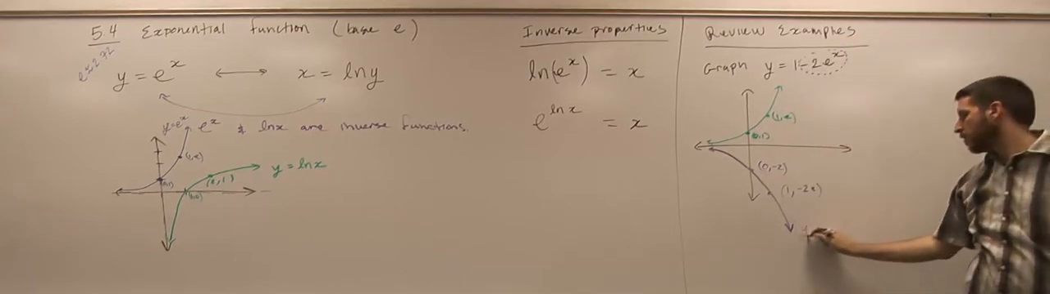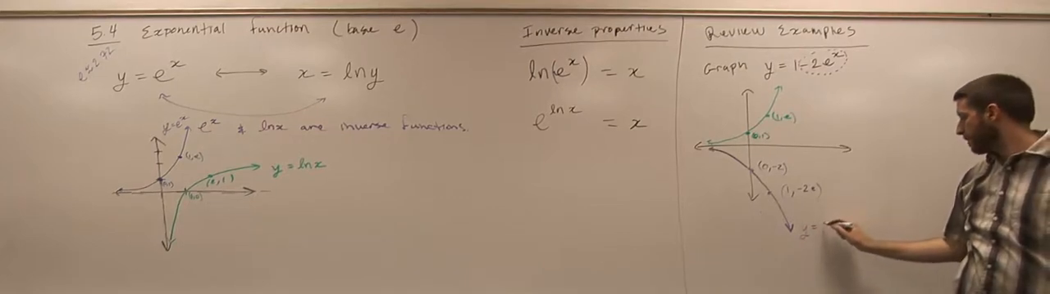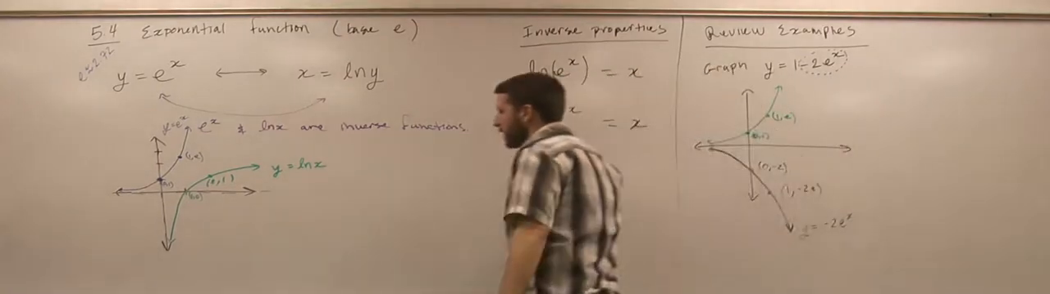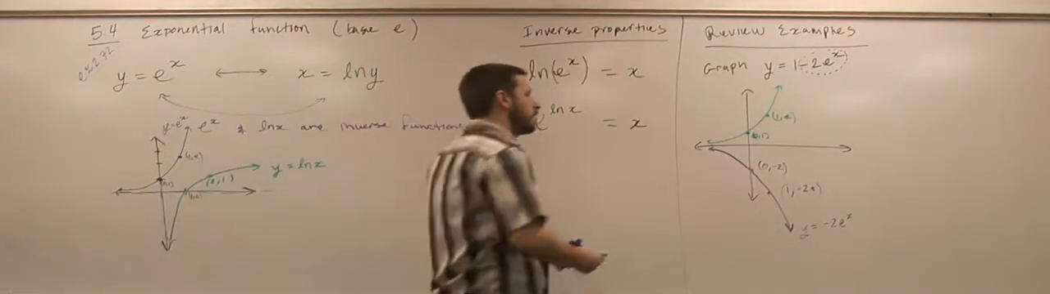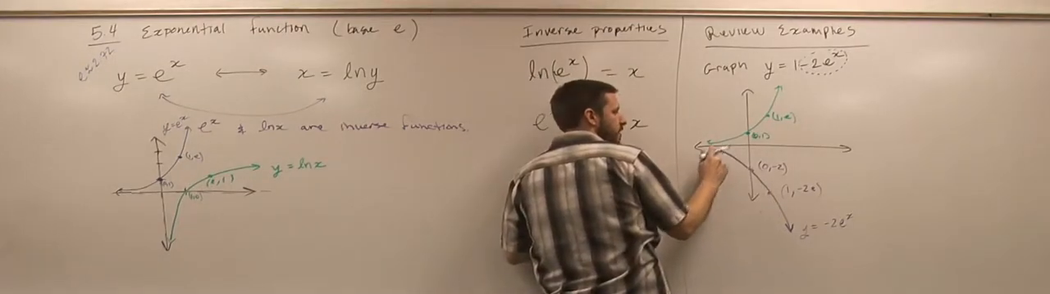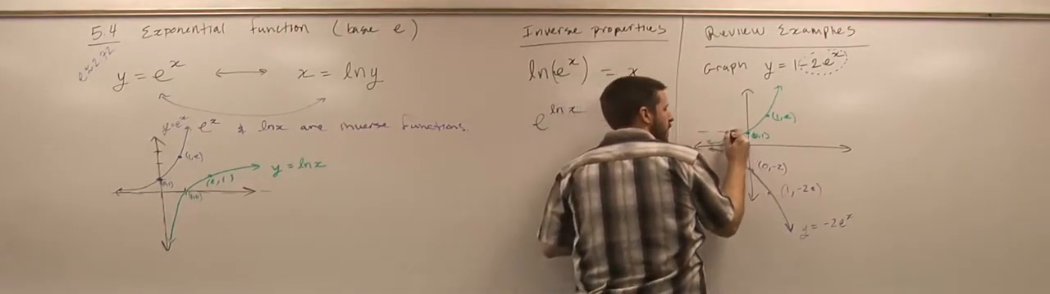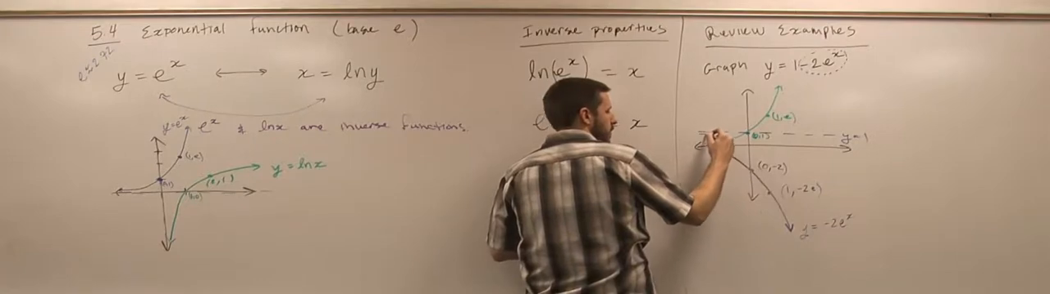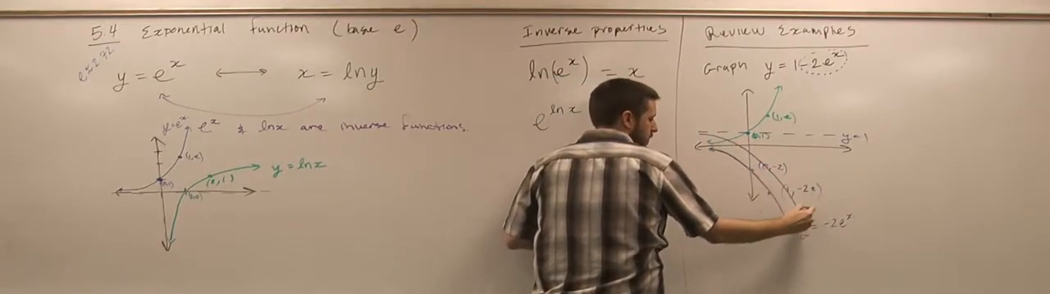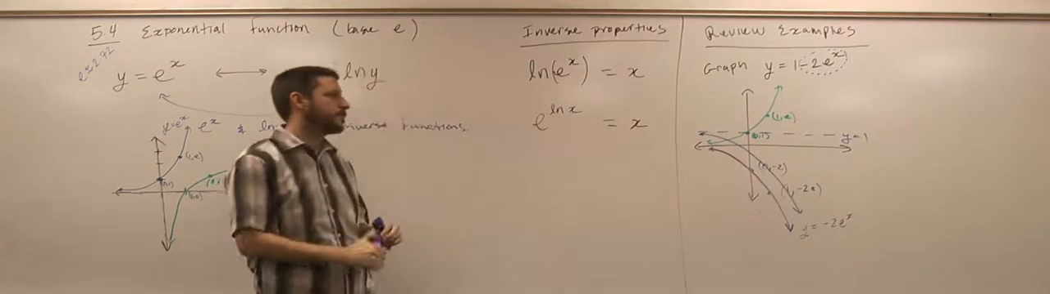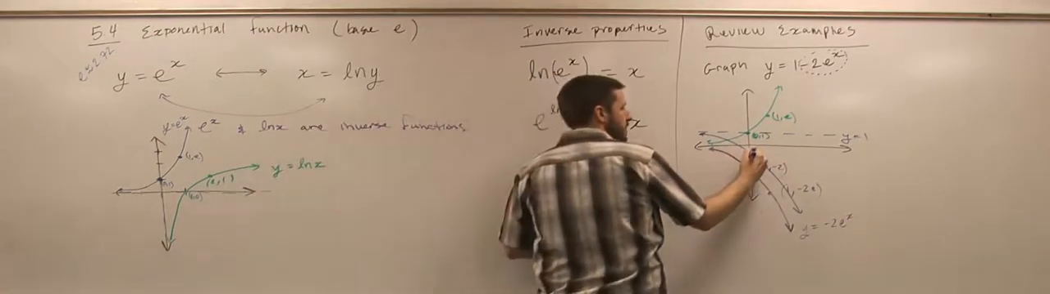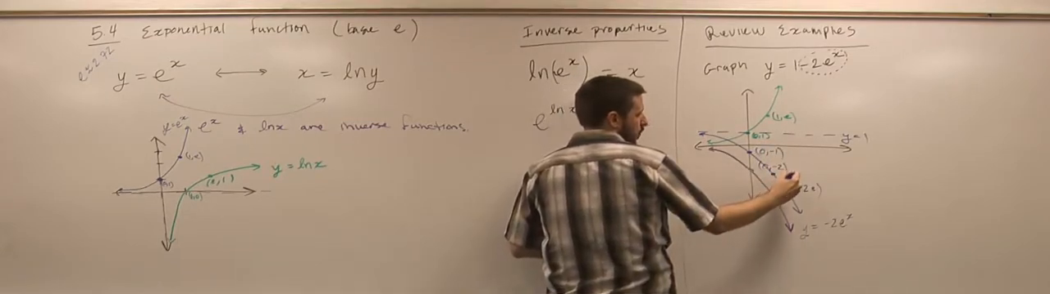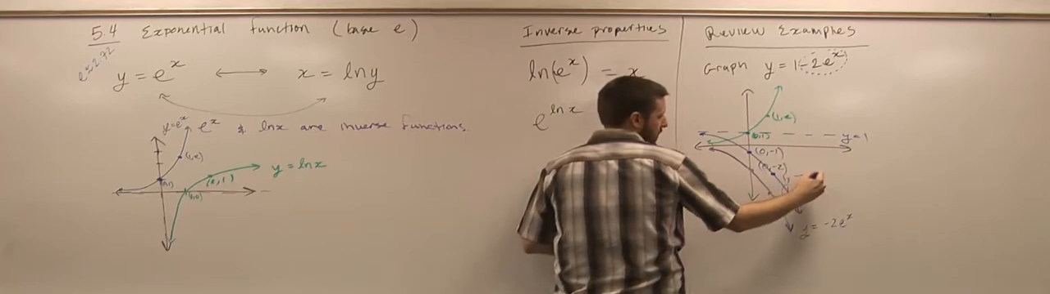What's the +1 do? Shifts it which way? Up. So then for your final graph, you have to go up. So instead of having a horizontal asymptote at 0, your final graph would have a horizontal asymptote at y equals 1. It would come through like so, with points like 0, -1, and 1, -2e plus 1.